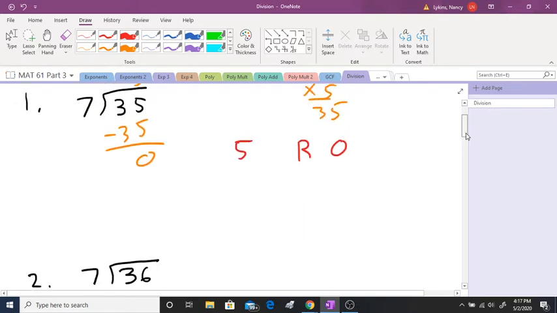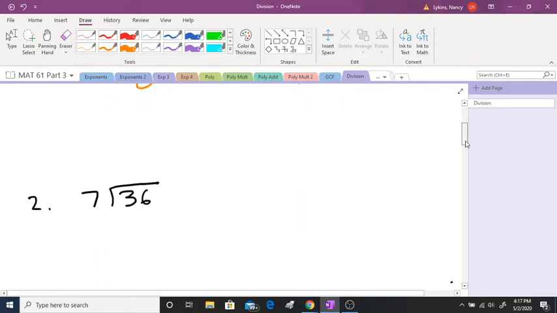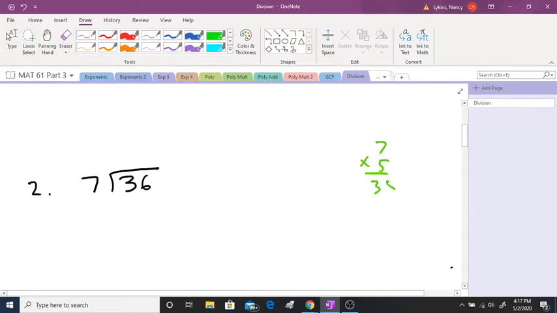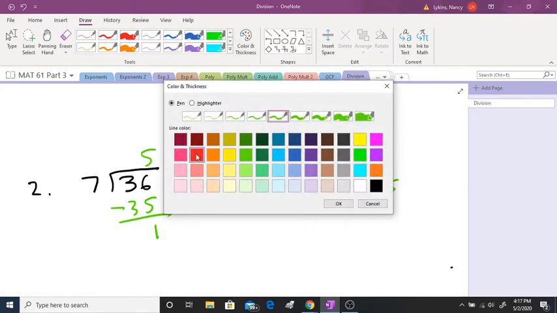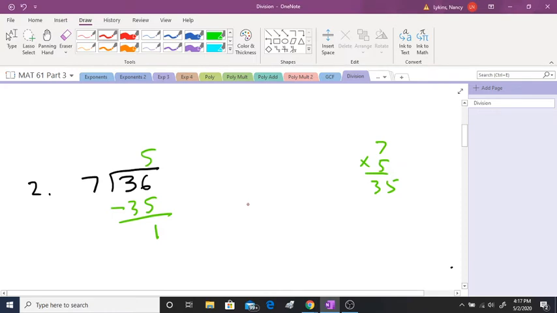Now I'm going to do how many times does 7 go into 36? Well, if I know over here 7 times 5 is 35, I can put a 5 here. 7 times 5 is the 35. You want to subtract it, 1. So your answer is 5 remainder of 1.